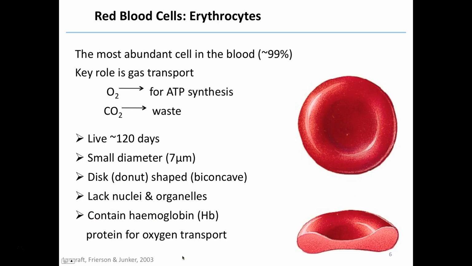So we're going to talk about each of these elements, and first of all we're going to talk about the erythrocytes. The most abundant formed element in blood is the erythrocytes, as we saw before. Their key role is gas transport. Cells require oxygen because they need to make a molecule called ATP, which the cells use to power a number of processes within the cell. So for example, cells need it for muscle contraction and things like that.